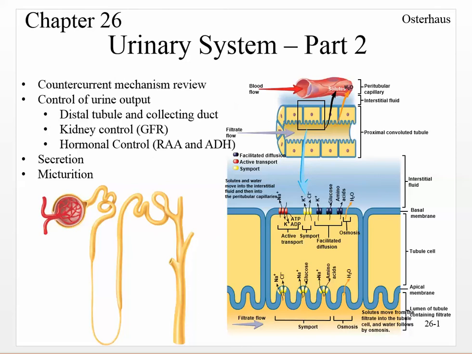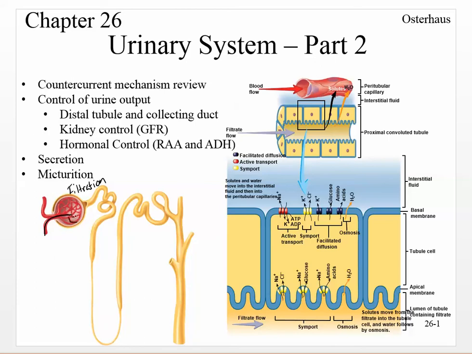Okay, so we're going to finish up chapter 26 here, and we've covered already a lot of what's happening, about half, I don't know, whatever. But we've covered some of what's going on with the first part of the nephron, where you have the afferent arteriole where blood moves in, and then it's filtered. So we saw that filtration happens here at the glomerulus.